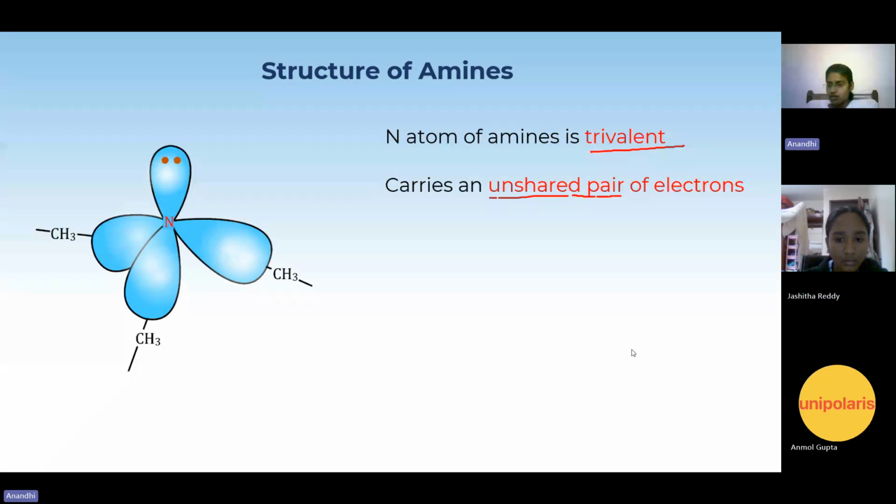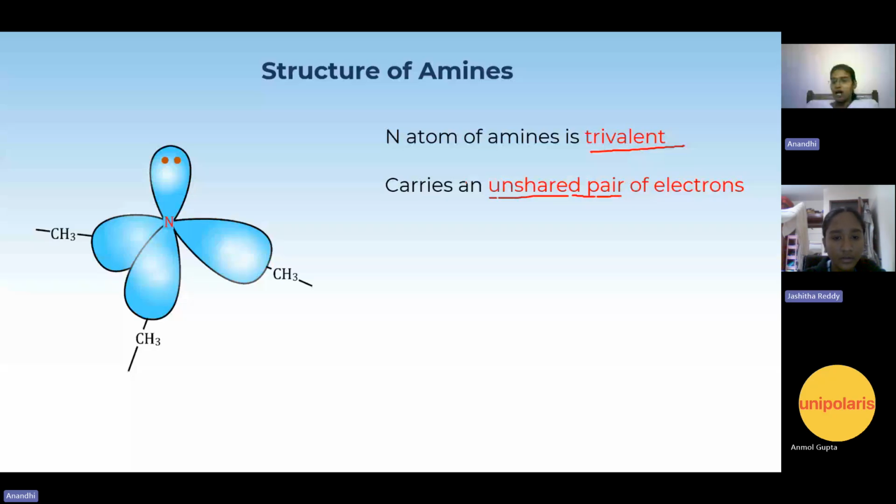Sir, am I audible? Yes, Anandi, you are audible to me. Jashita, is ma'am audible? Yeah, right now she's audible. Yes, sir. Jessica, am I audible, ma'am? Yes, ma'am. Okay, I was asking: what is the other name for unshared pair of electrons?